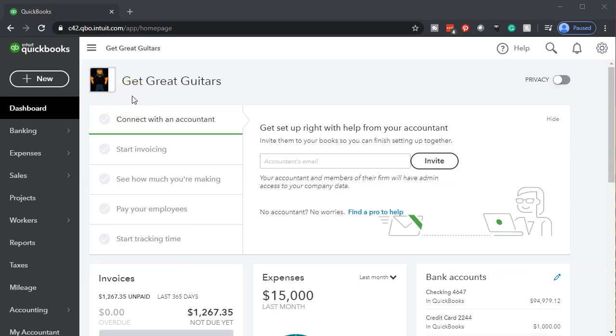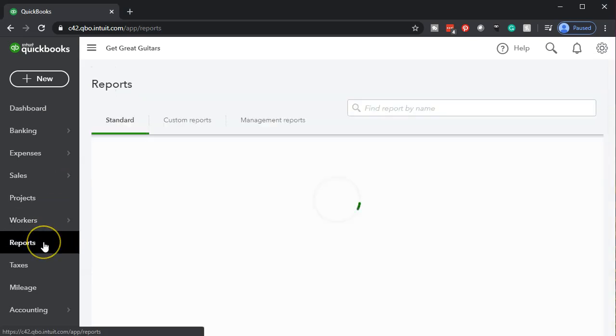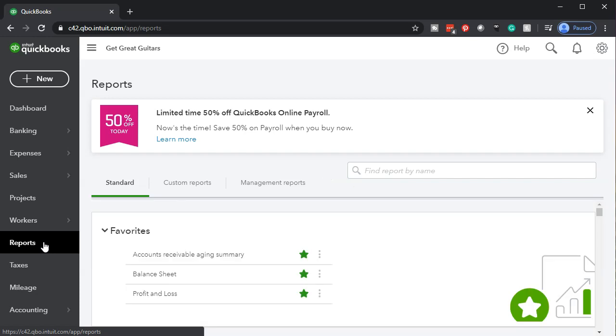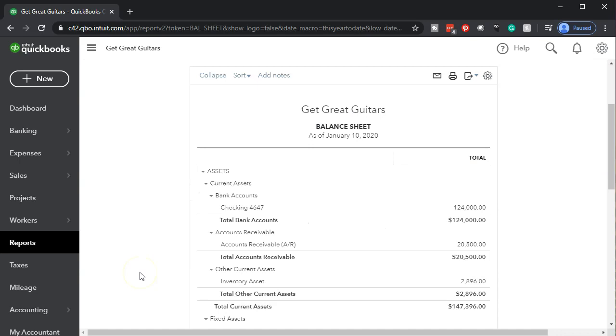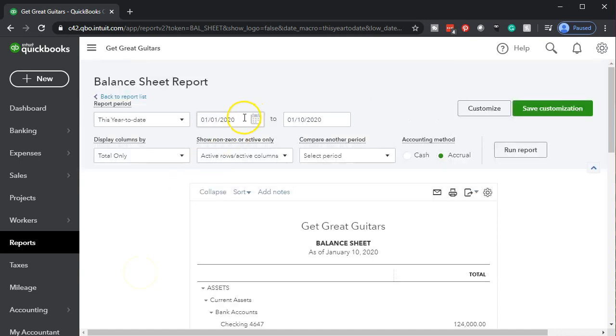Here we are in our Get Great Guitars file. We're going to first start off with our reports. We're going to go down to the reports on the left-hand side, and then we're going to be opening up our favorite report, that being the balance sheet report. Scrolling up top, we're going to be changing the dates from 01/01/20 to 12/31/20. Then we're going to run that report.